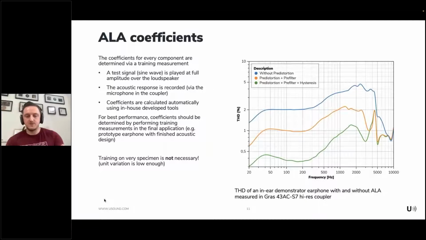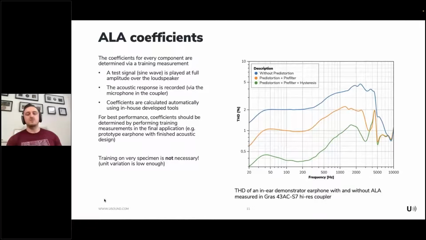But because MEMS loudspeakers are so precise in manufacturing and they have such low unit variation, we don't need to perform training measurements for every specimen. So not for every speaker that we produce, but only for every model that we produce. So for example, USound, we have currently produced 4 different loudspeaker models. So we need to calculate 4 sets of coefficients, 1 for every loudspeaker model, but we don't need to train it specifically for every specimen.